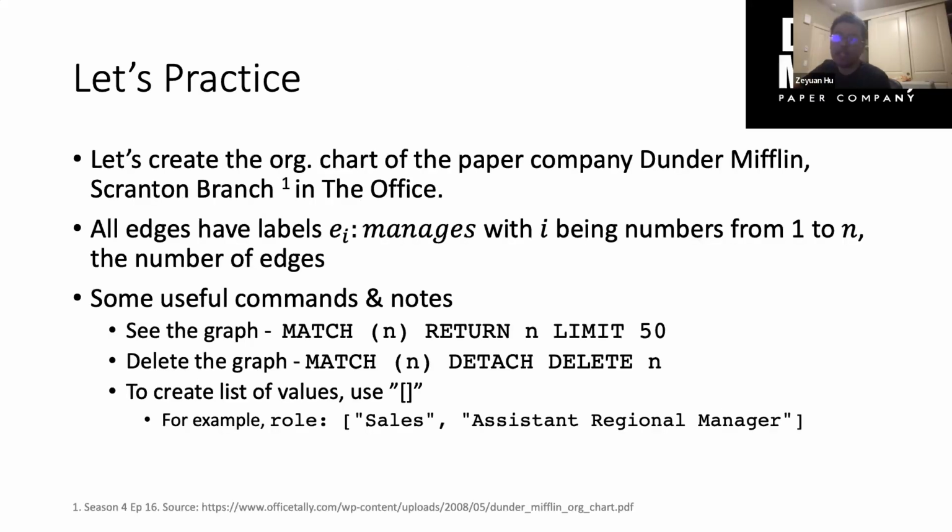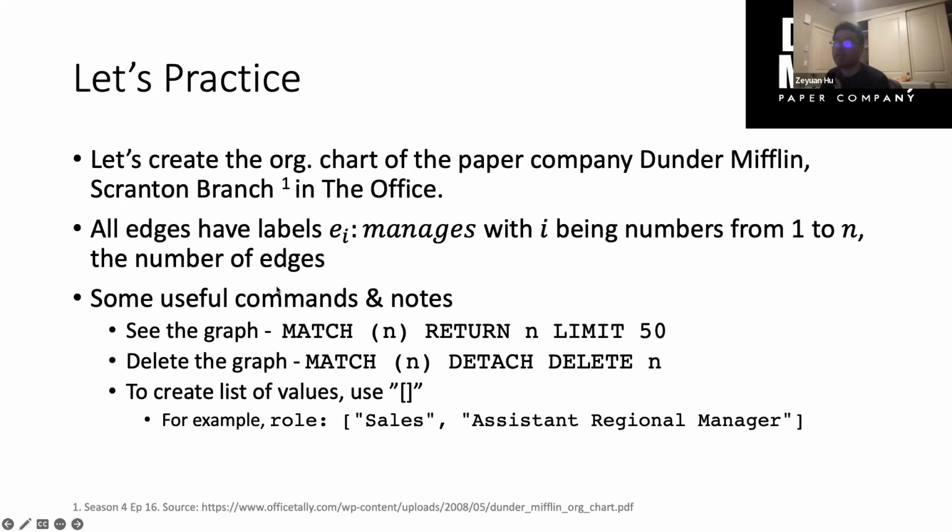Okay, so let's do a little bit of practice. Let's create the organization chart of the paper company Dunder Mifflin Scranton branch in The Office. I'll show the organization chart immediately. Here all the edges can have labels, so basically every edge will have the label "managers".